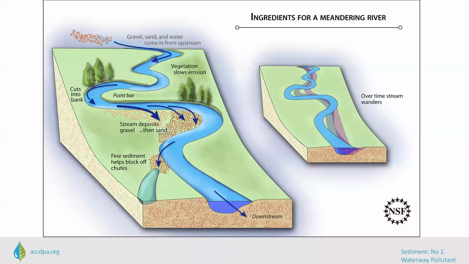You can see in this diagram, sediment is traveling from upstream, cutting into the banks, and depositing. Also notice that the stream is meandering over time, which is largely driven by the process of erosion and deposition.